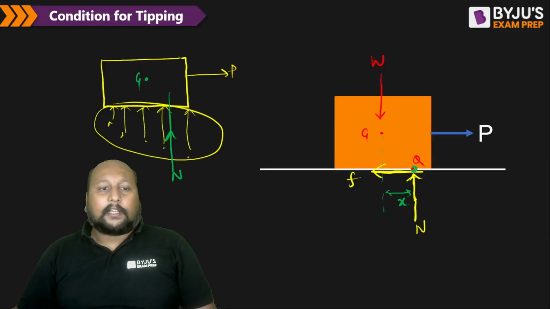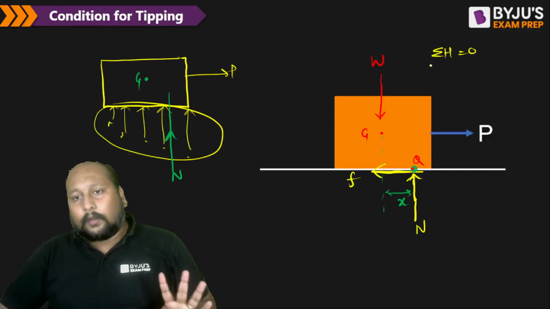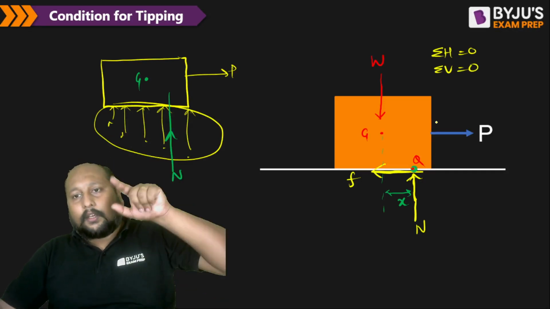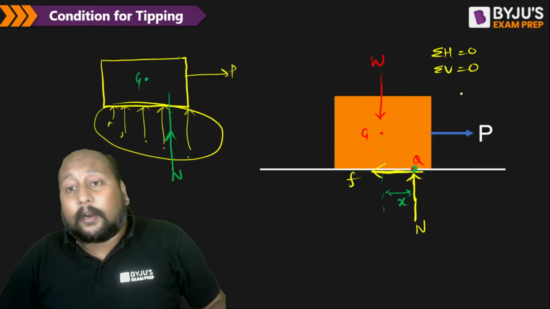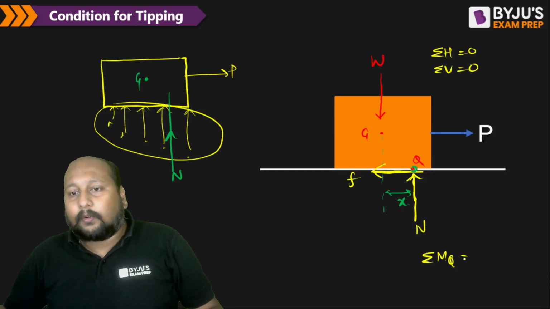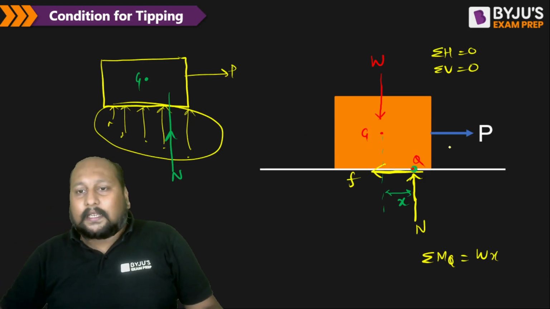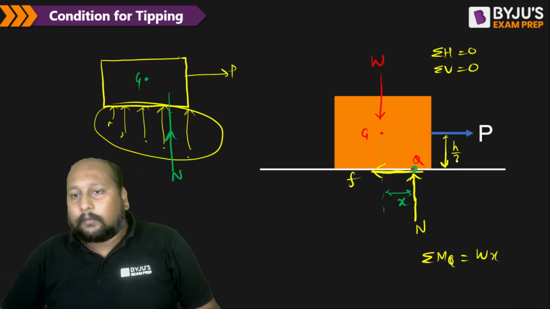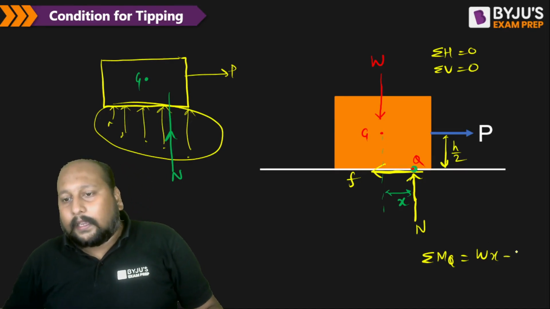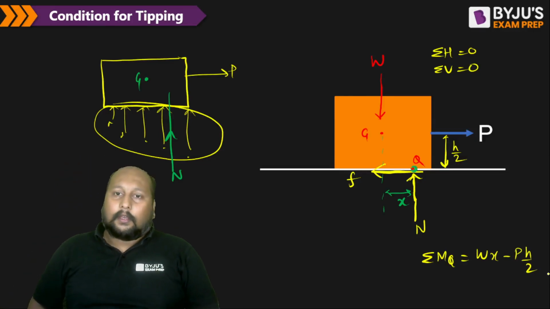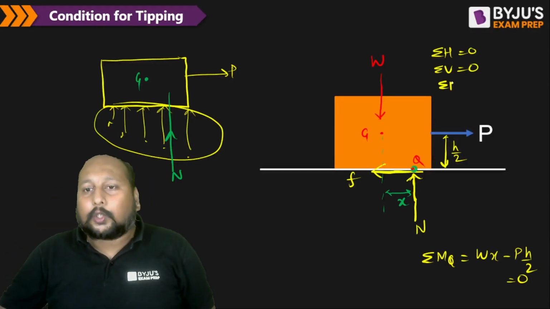Okay, so if I try to calculate the total horizontal force, what will it be? Total horizontal force will be equal to 0, because P and F will be equal. Total vertical force will be equal to 0, because your weight and N will be equal. Now, if I try to calculate the moment about point G, we'll be having W into X in the anti-clockwise direction. Let's say I'm acting a force at a height of H by 2. So W into X minus P into H by 2, and that is equal to 0. Now we have a condition that the moment is also equal to 0.